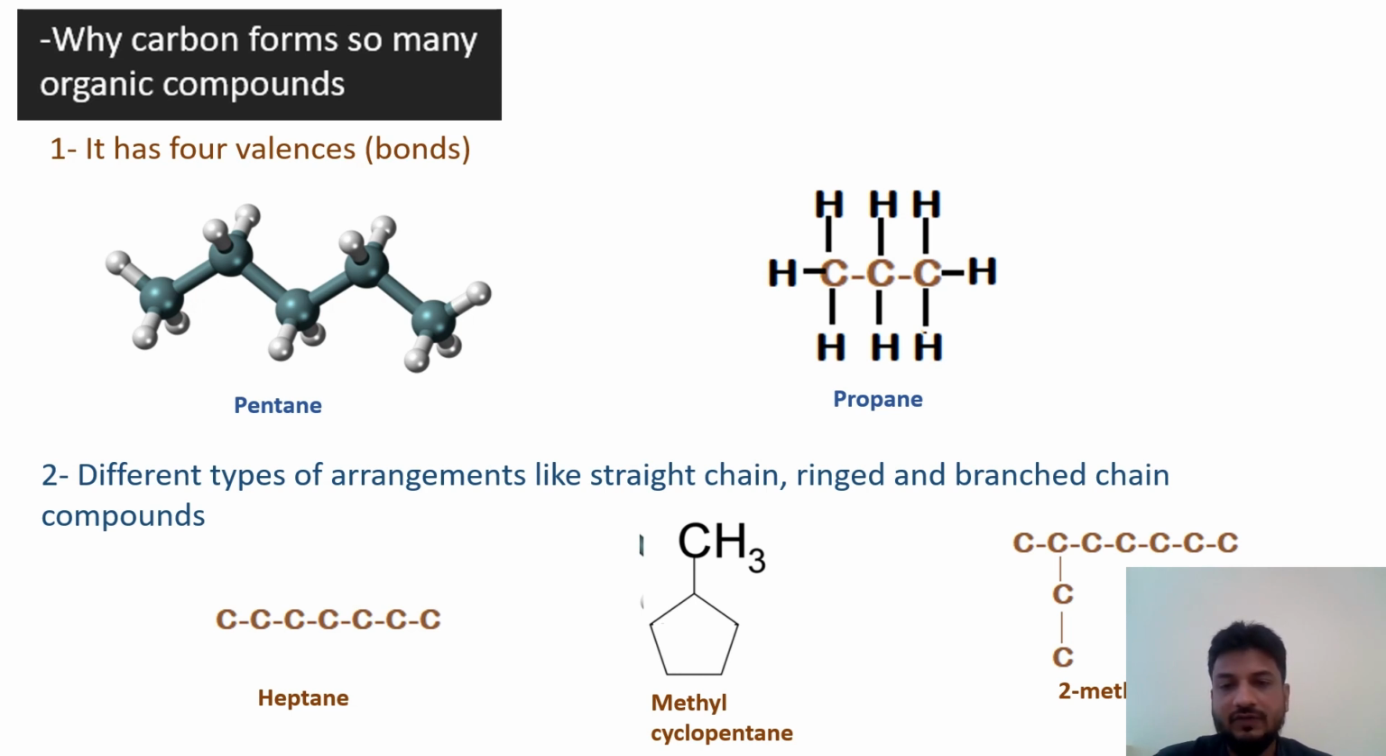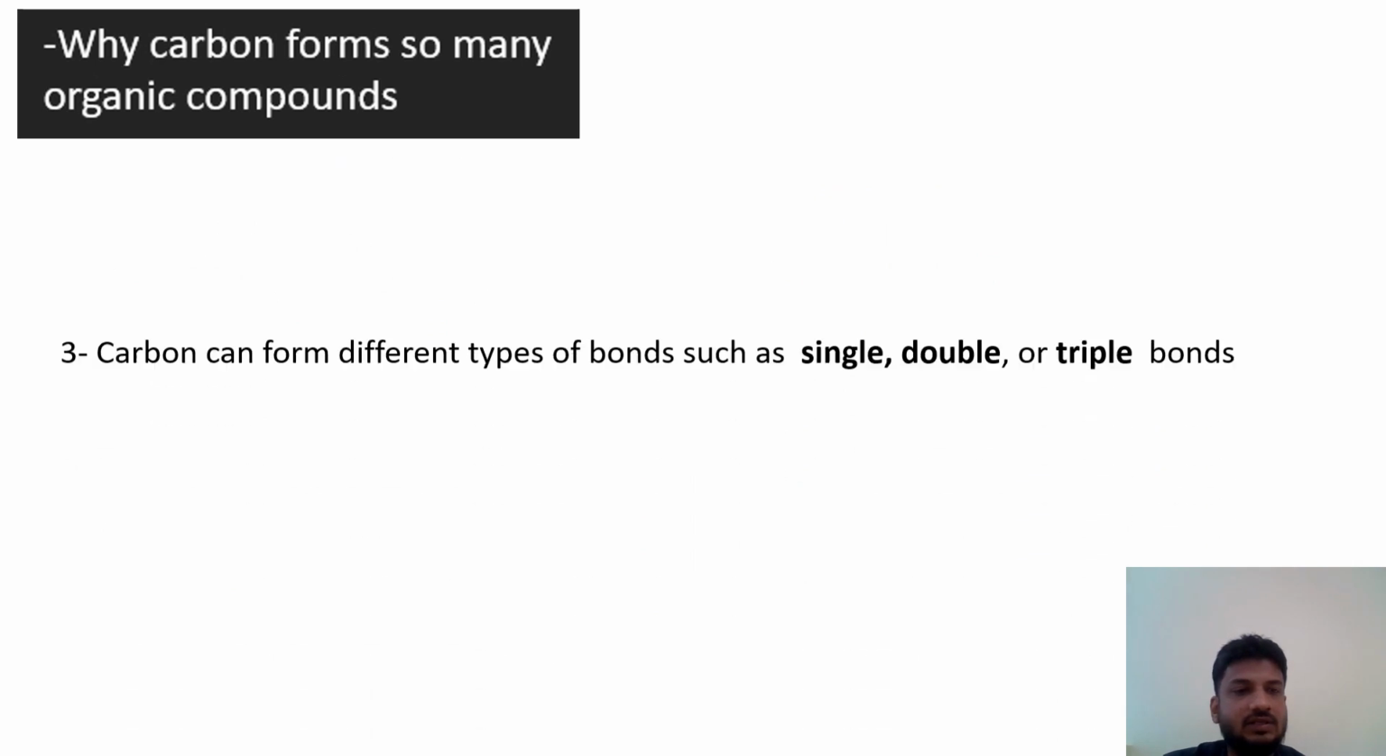And the third one is a branch chain compound, labeled 2-methylheptane. 1, 2, 3, 4, 5, 6, 7, 8. There's a misprint in the naming here. It's actually 3-methyloctane. 1, 2, 3, 4, 5, 6, 7, 8. 3-methyloctane, guys. So these are the two reasons.